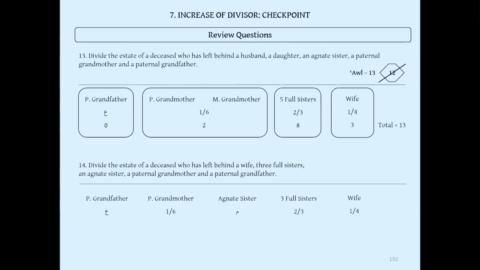So we see there's 1/6 and 2/3 from group 2, and there's 1/4 from group 1. So we use the 4 divisor, multiply it by 3, and we get 12. 1/4 of 12 is 3. 2/3 of 12 is 8. Agnate sisters get nothing. 1/6 of 12 is 2. So we add it all up: 8 plus 2 is 10, plus 3 is 13. We've got nothing left to give to the grandfather. Our total was 13. Aul of 13.